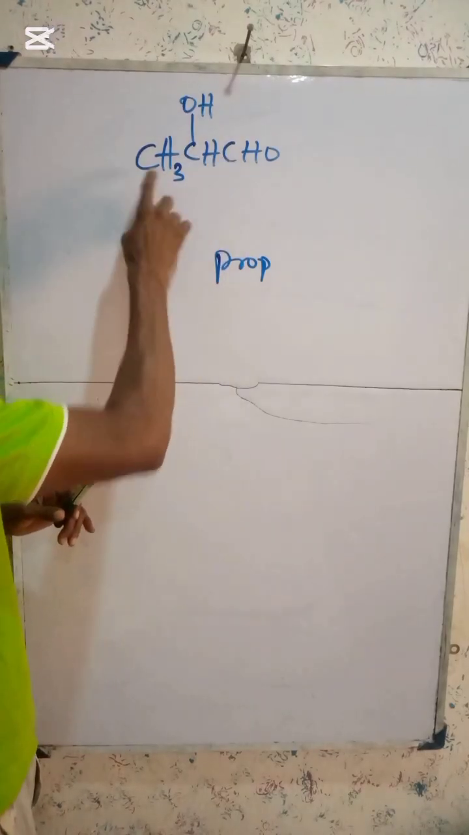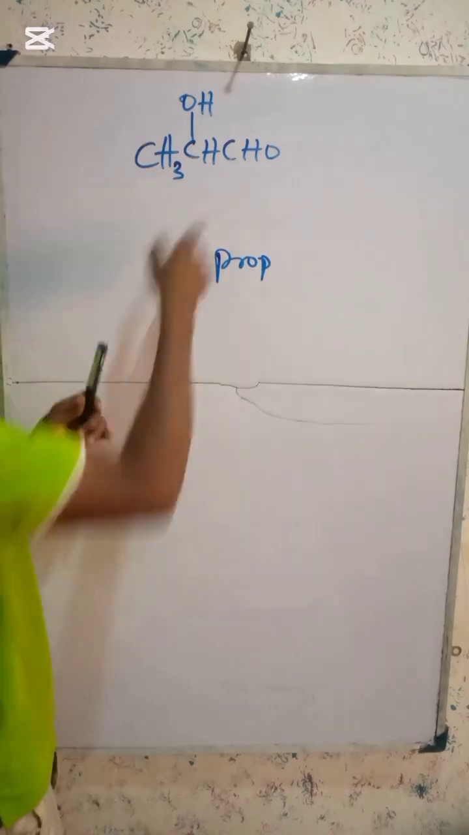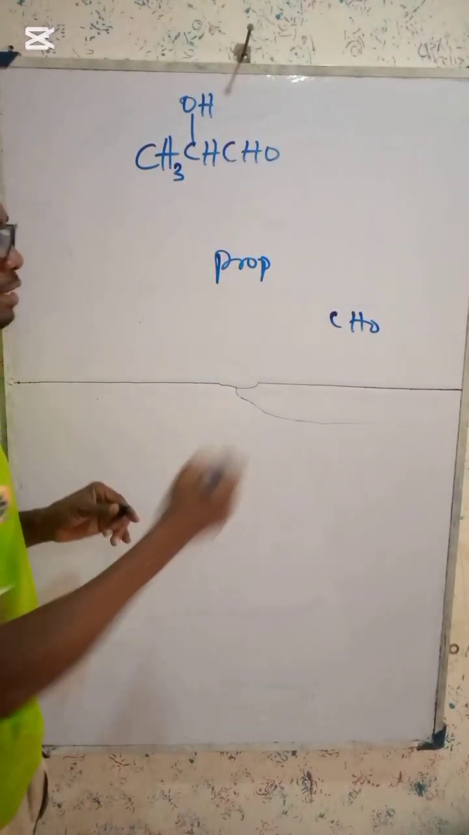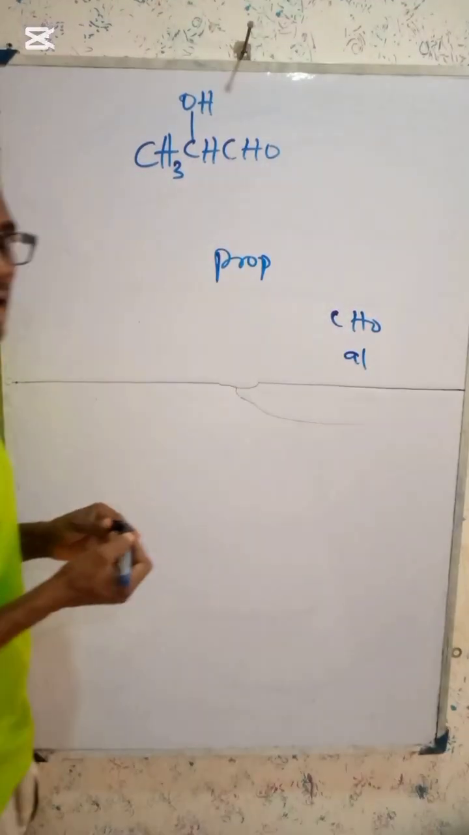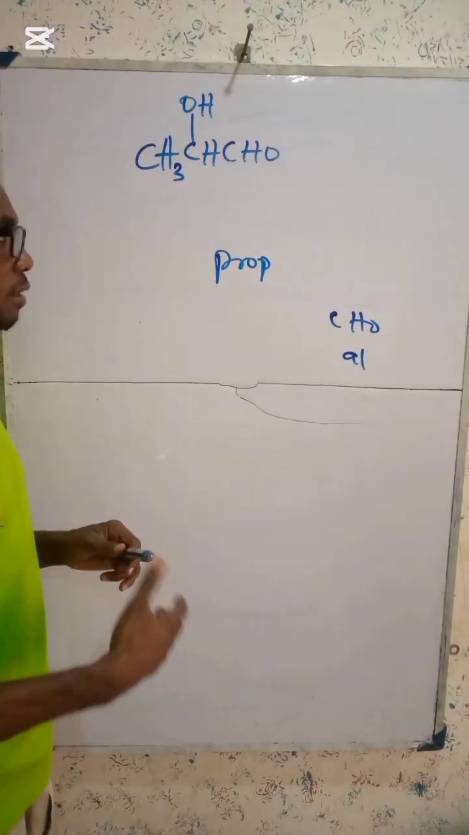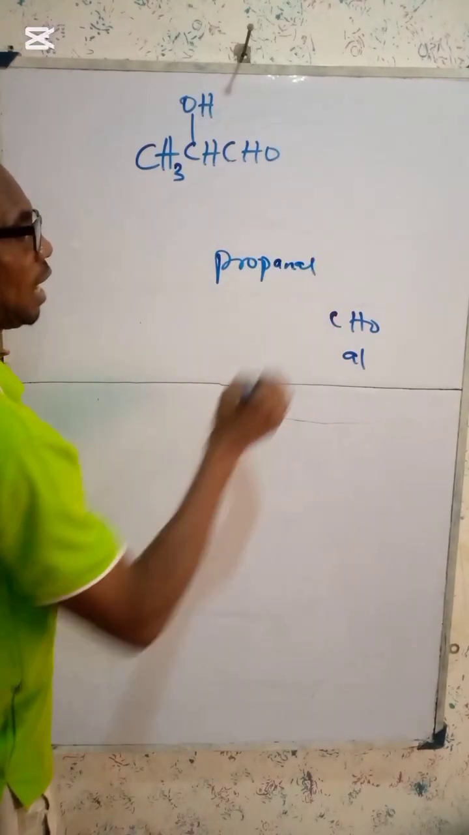But this is 1, 2, 3, so it's prop. Then the next thing is the functional group. What's the functional group here? It is CHO, and CHO is the al family. So this becomes propanal, right?